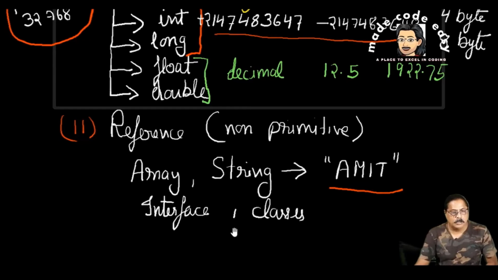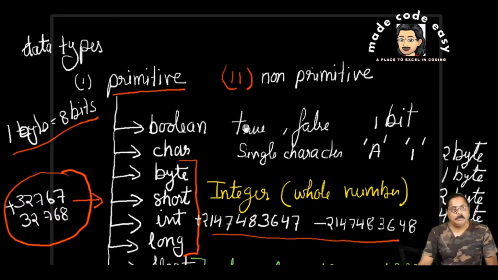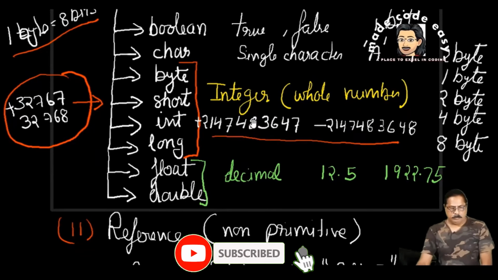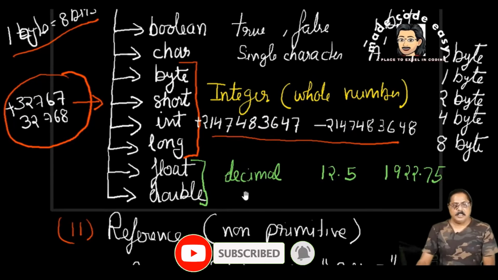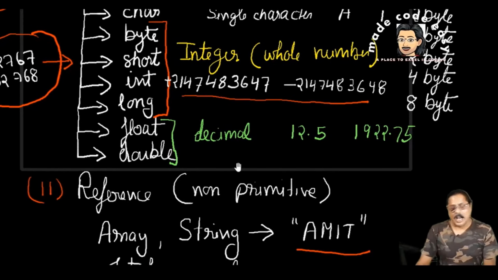Did we understand? So we have two types of data type in Java: primitive and non-primitive. And we have four types of integer: byte, short, int and long. And to represent fractional values, we use float and double data types. I hope you understood. And next class we'll study about the scanner.